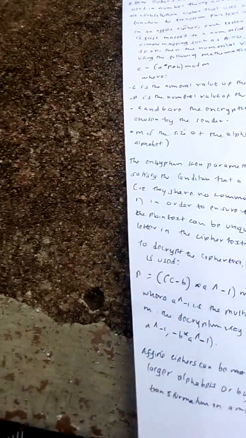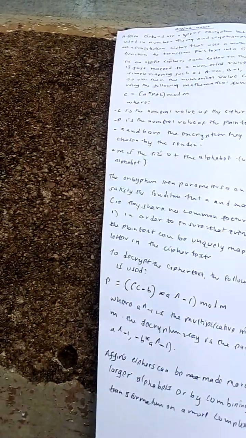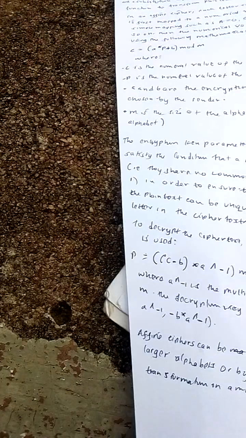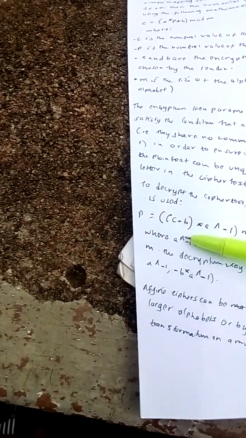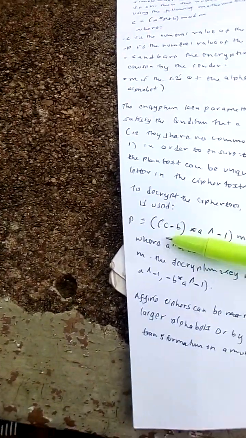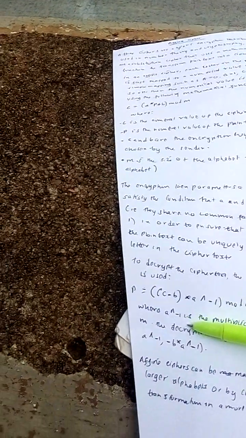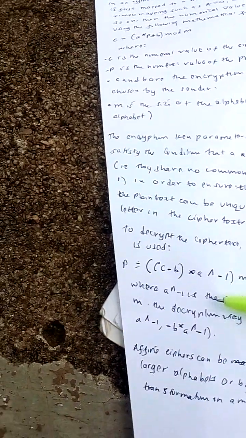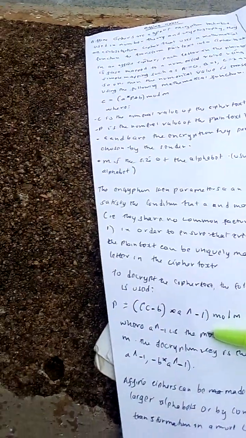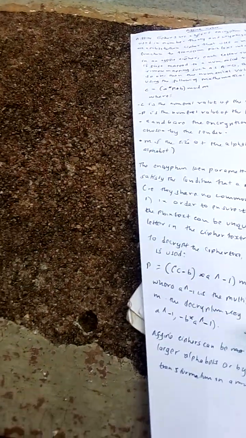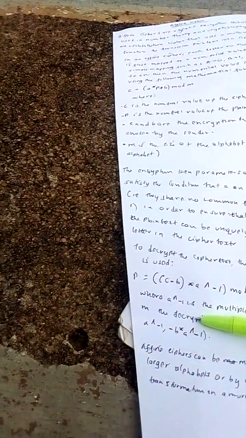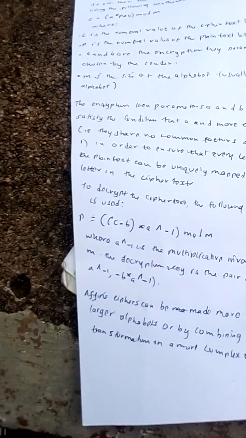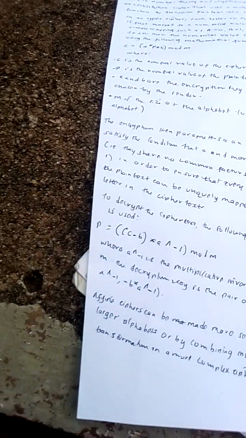To decrypt the ciphertext, the following function is used. P = a^(-1) (C - b) modulo m, where a^(-1) is the multiplicative inverse of a modulo m.